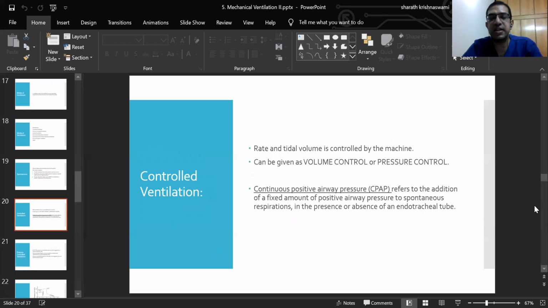Controlled ventilation is when the rate and the tidal volume is controlled by the machine. This can be given as volume control or pressure control.